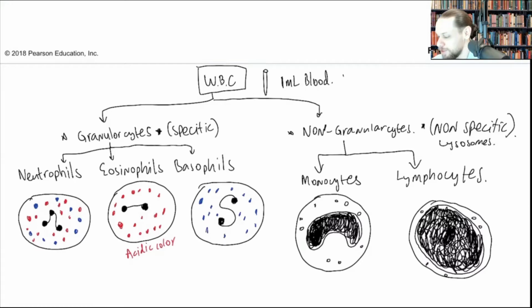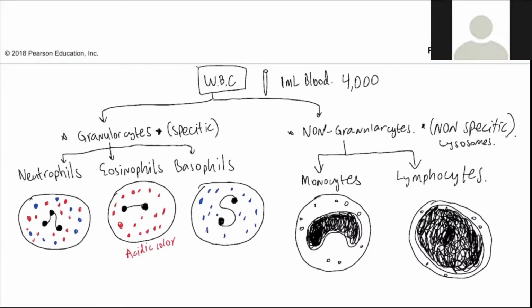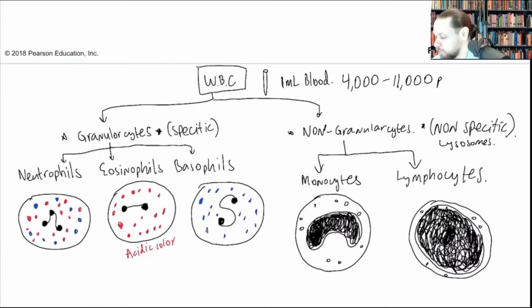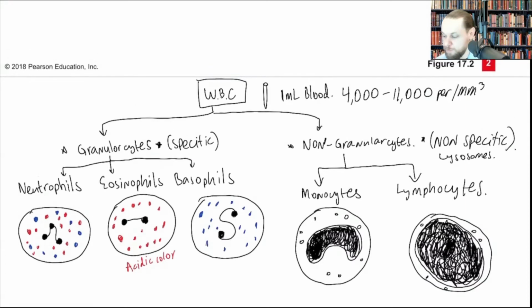So the normal count is about 4,000 to 11,000, right? And that's about per cubic millimeter or per 1 ml of blood, right. So if you're within this range, you have a normal amount of white blood cells in your body. If you're below this number, you may have a pathology. If you're above this number, you may have a pathology, right? So the normal number being 4,000 to 11,000.